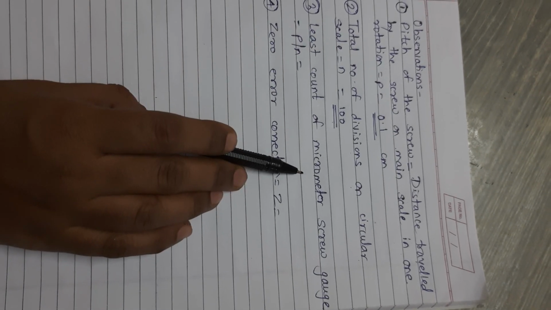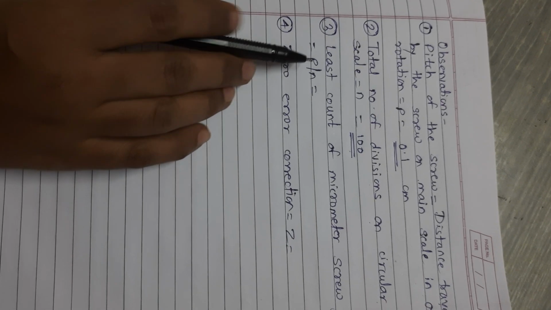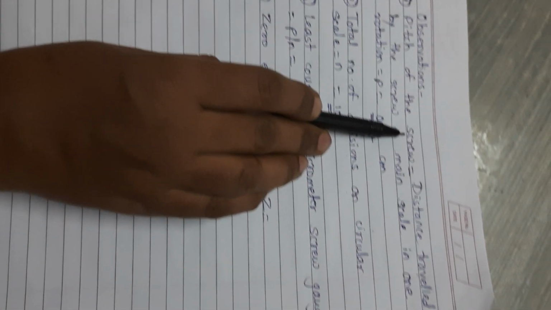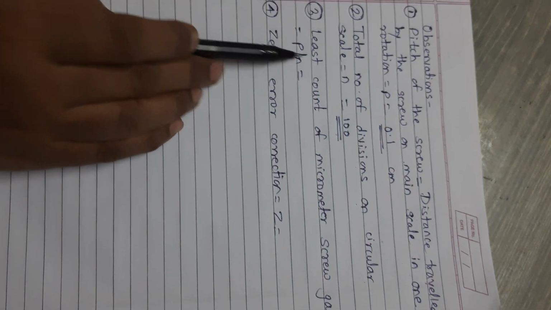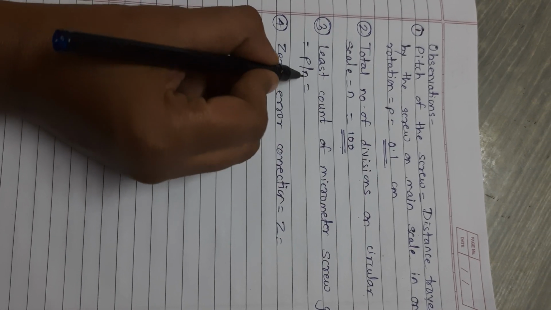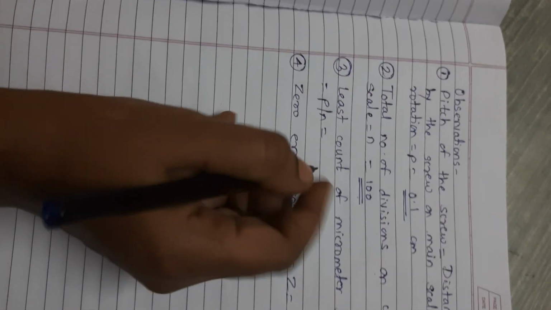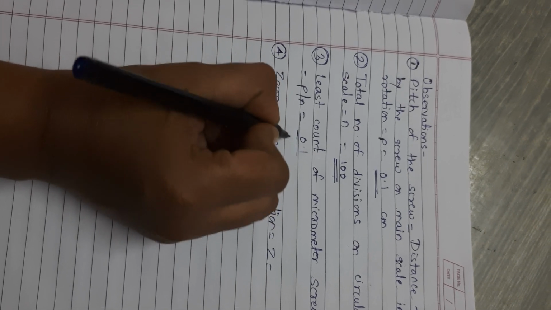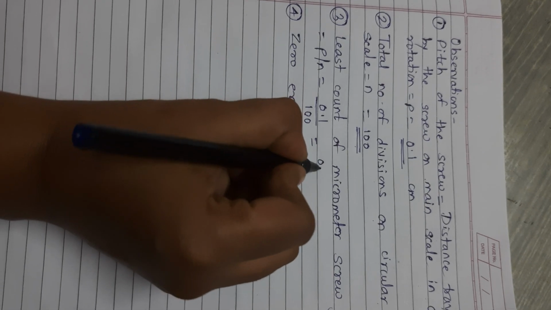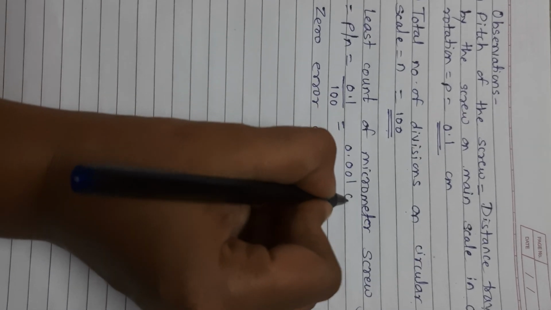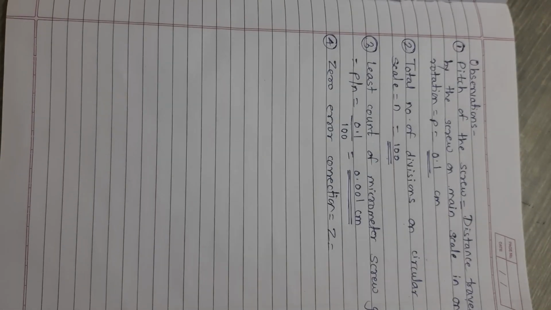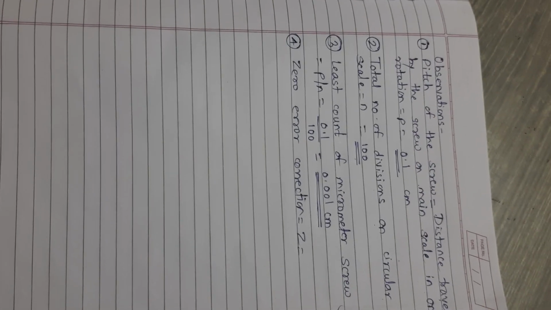Then we have to calculate the least count of the micrometer screw gauge. The least count has the formula P upon N. That means pitch of the screw, the first reading, upon the total number of divisions on the circular scale. When we write the values of P and N, we get 0.1 divided by 100, and therefore it gives the value 0.001 centimeter. This is the value of the least count of the micrometer screw gauge.